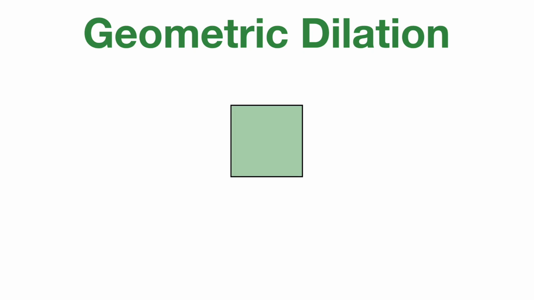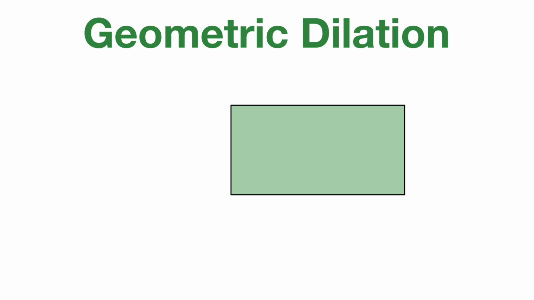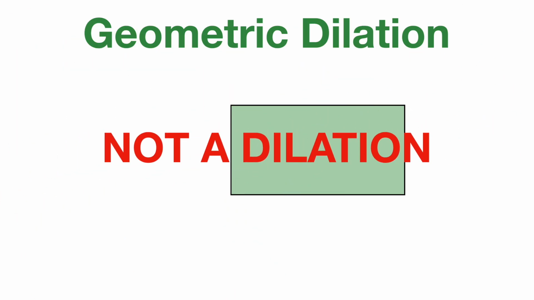So those are dilations. What you're about to see next, this is not a dilation because now the shape of the square changed into a rectangle. So that is not a dilation. Even though it grew a little bit, it grew but didn't keep the same dimensions, and that is the key.